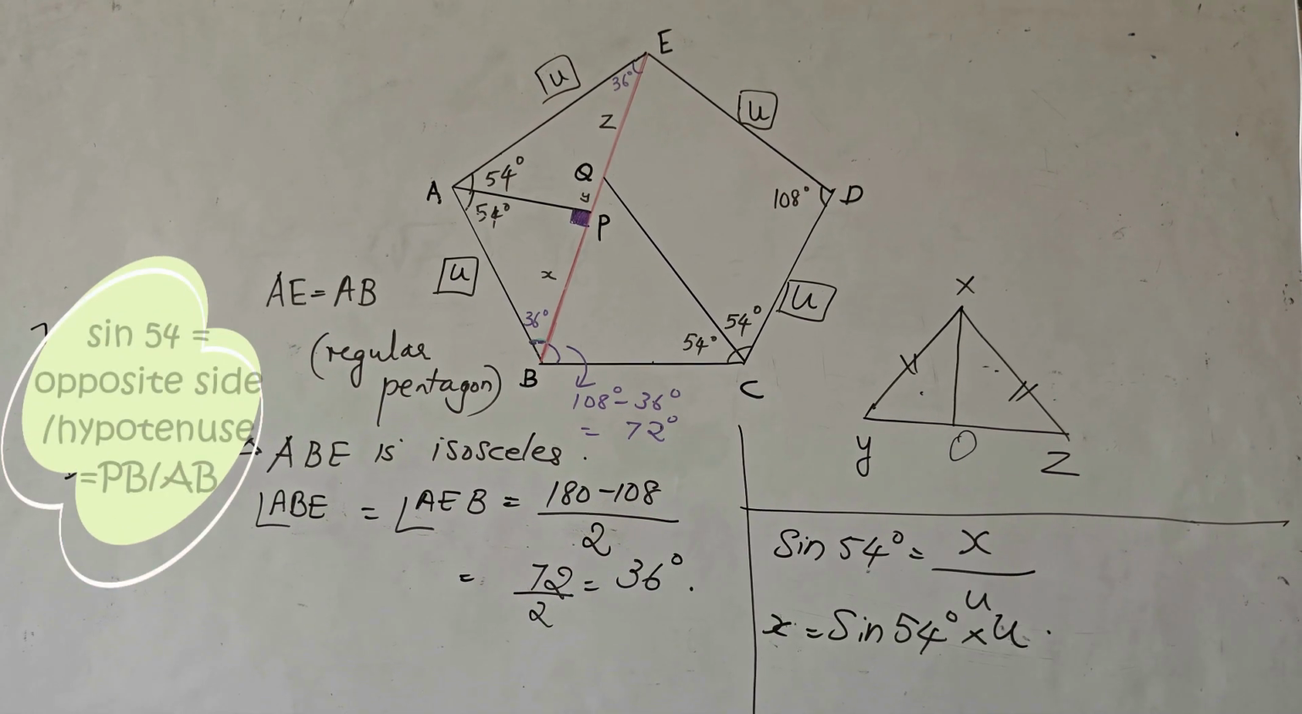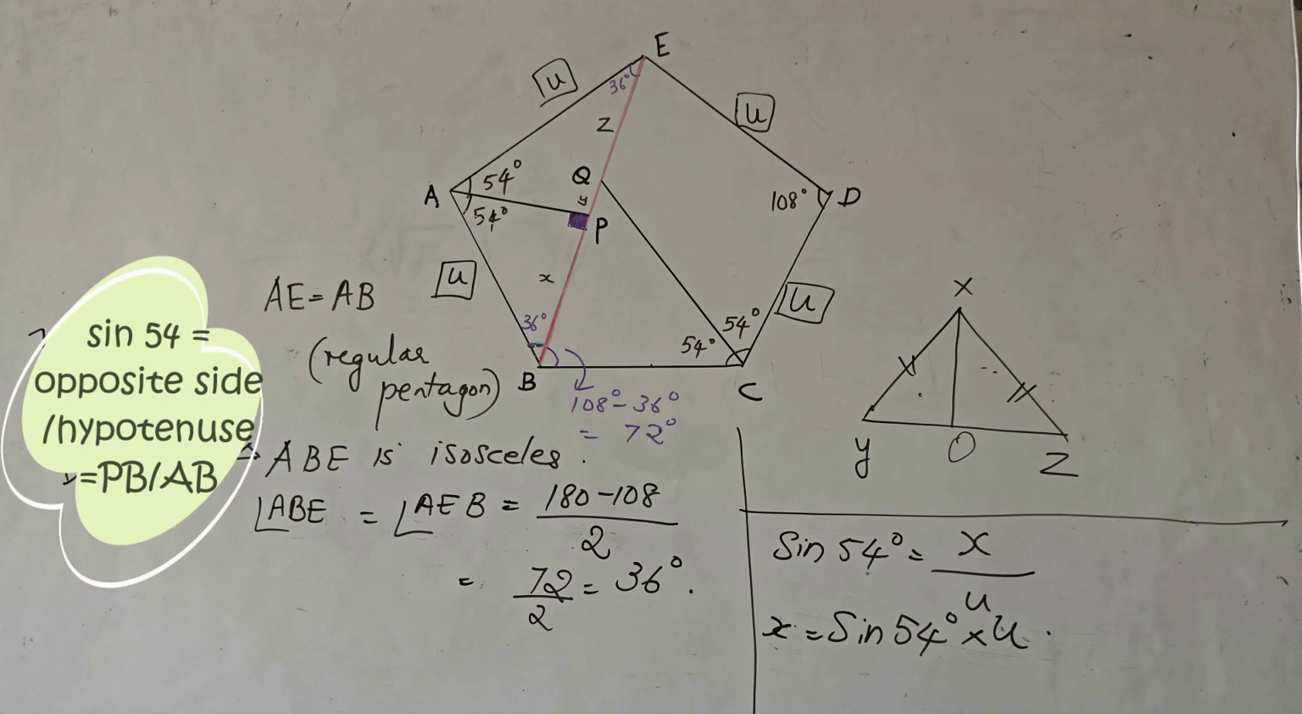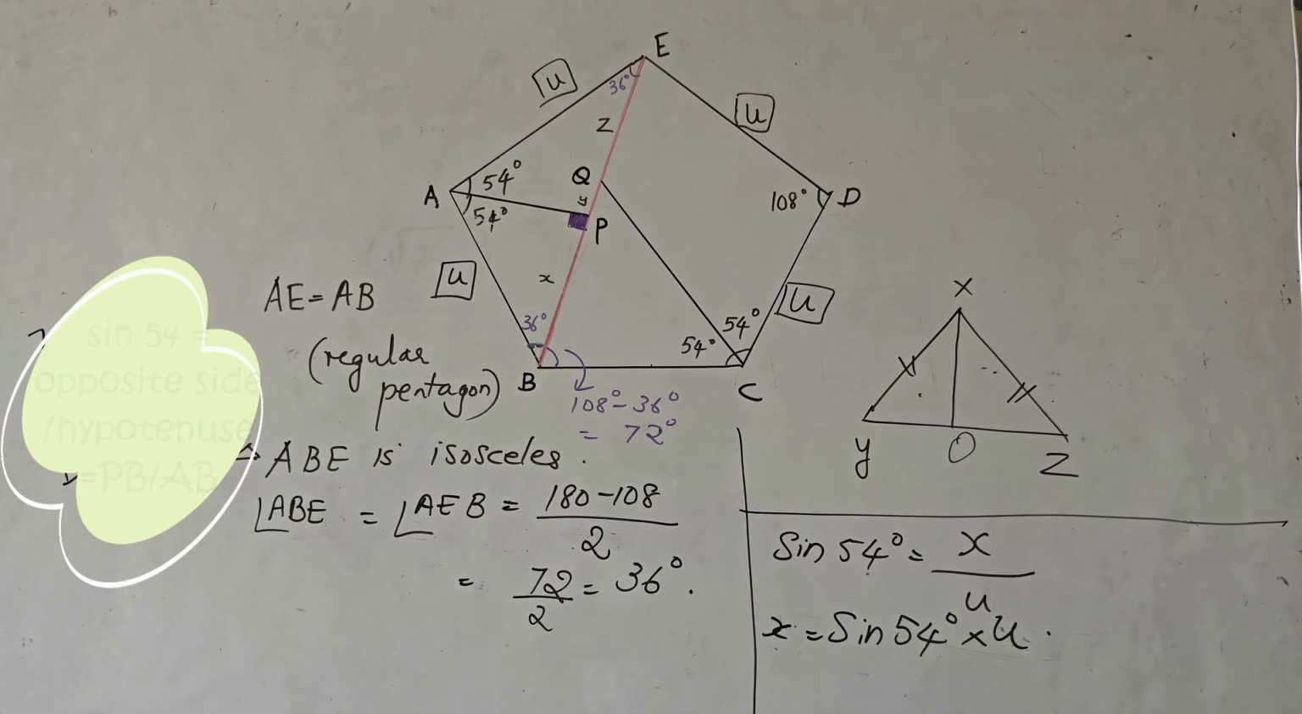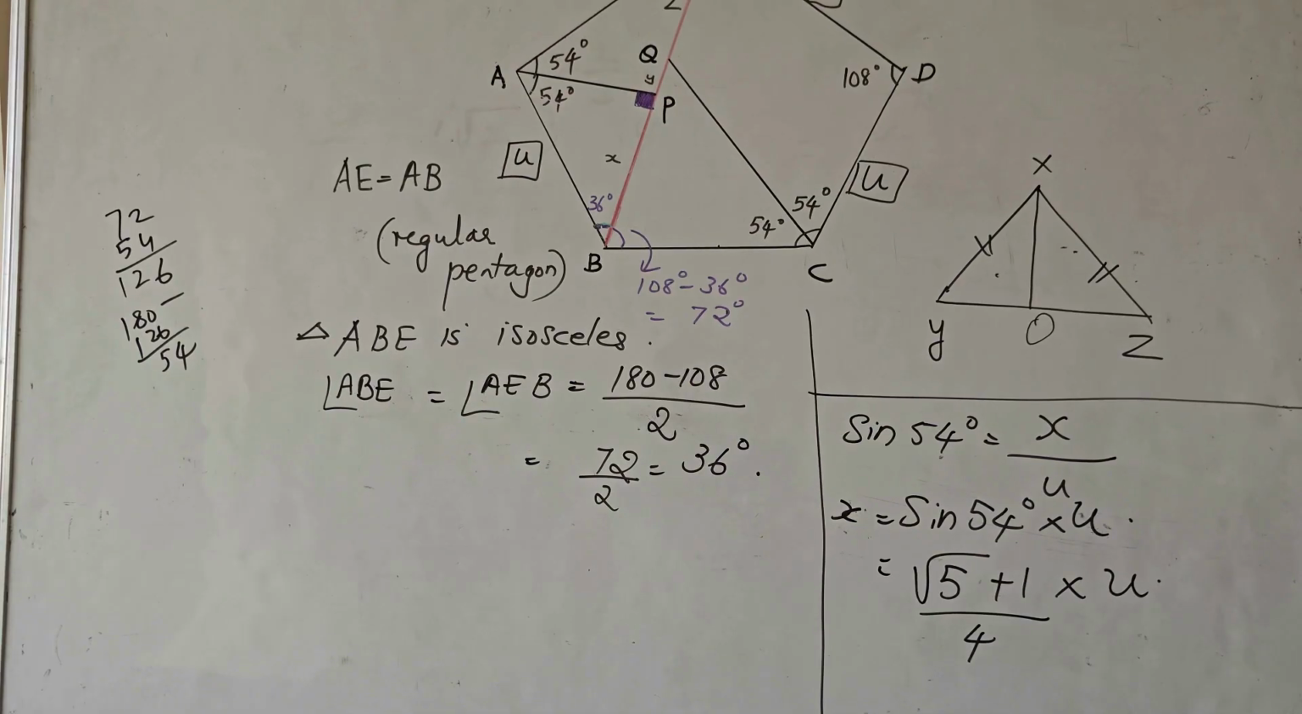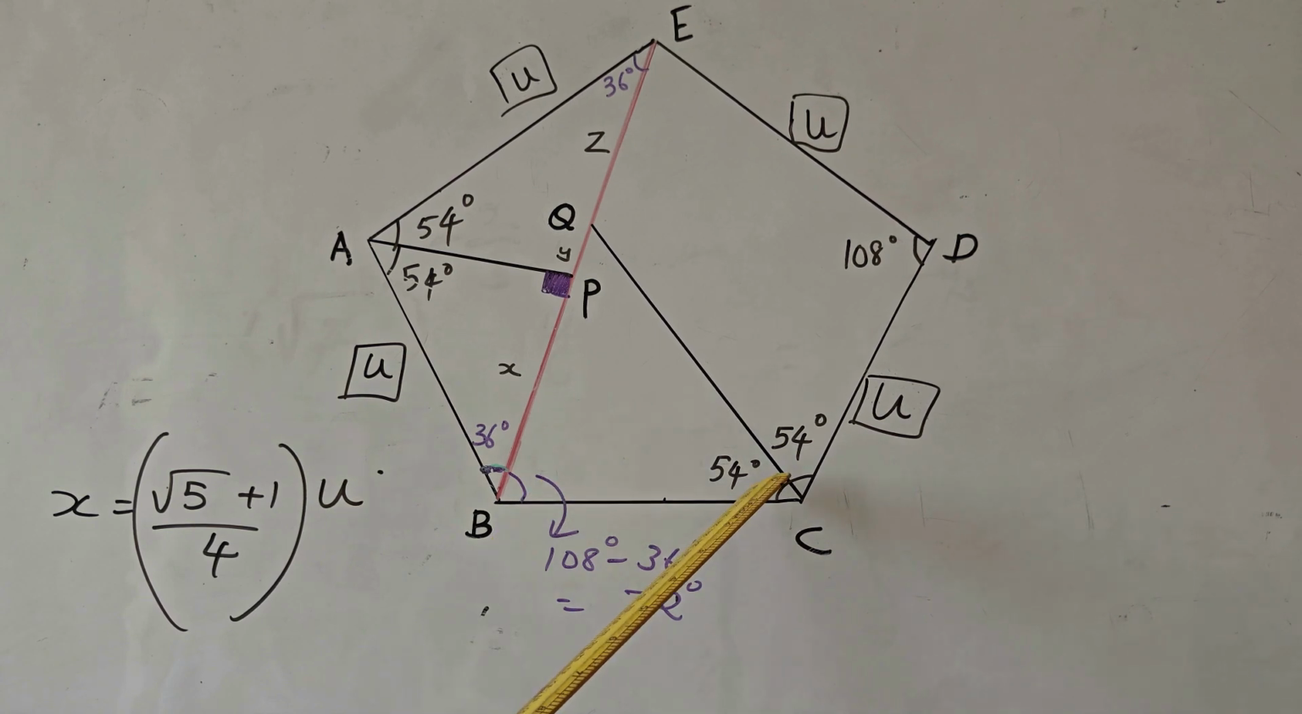When I apply the trigonometric ratios to the triangle ABP, you can see that sin 54 is equal to PB divided by AB, which is X divided by U. Therefore, I can write the measurement X as sin 54 into U. Now, let us substitute the value of sin 54 in this equation. Therefore, X is equal to (root 5 plus 1) by 4 into U, where U is the length of the side of the pentagon.